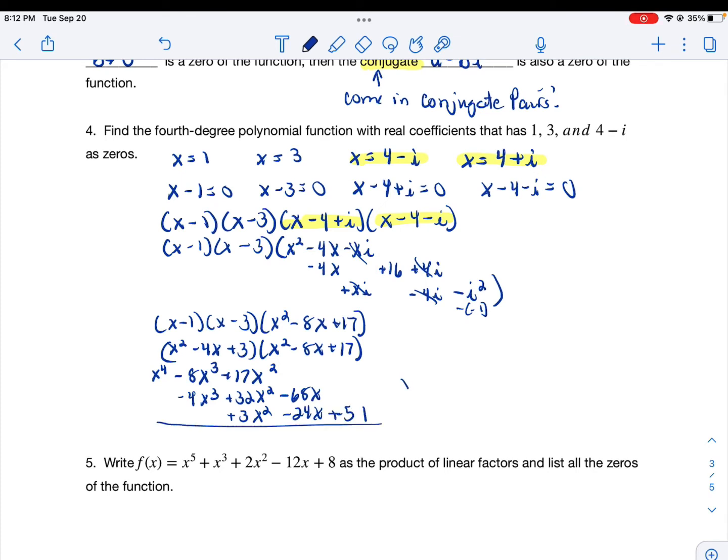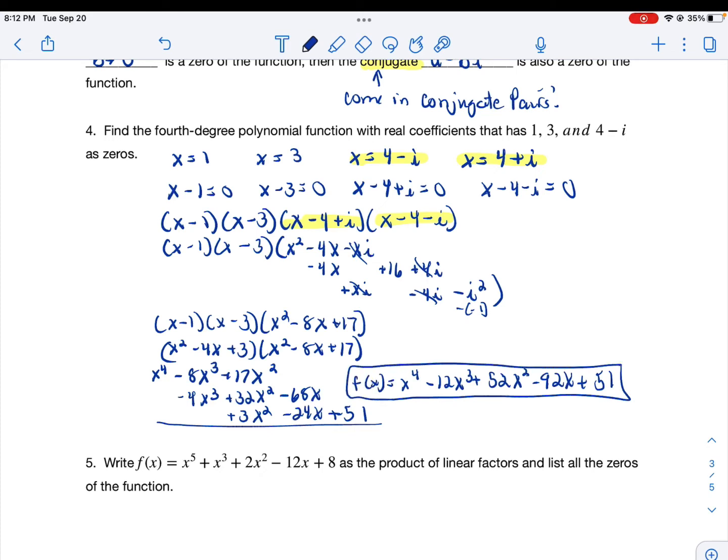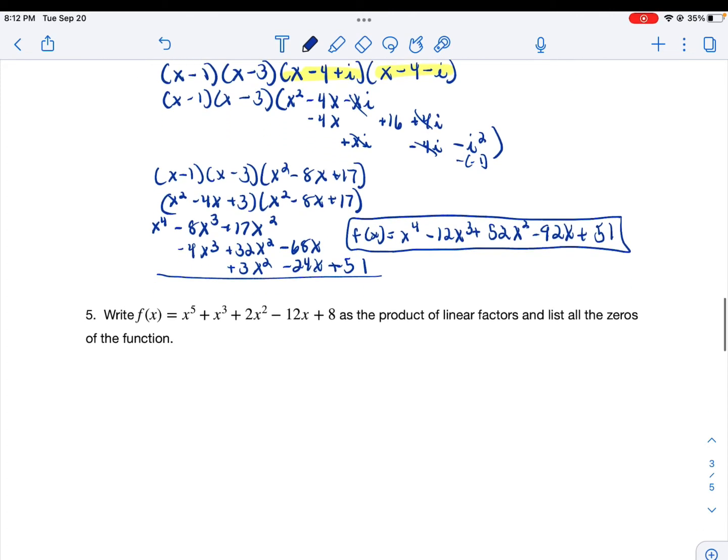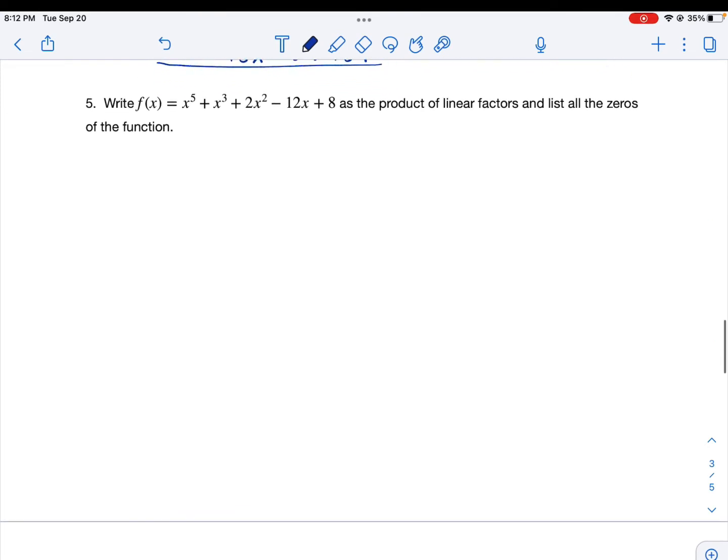Combining my like terms, I end up with x to the 4th minus 12x cubed plus 52x squared minus 92x plus 51. And that is what f of x is equal to. So I found a 4th degree polynomial with the zeros that were given. Okay, all right, let's see if we can put together what we've learned so far today.